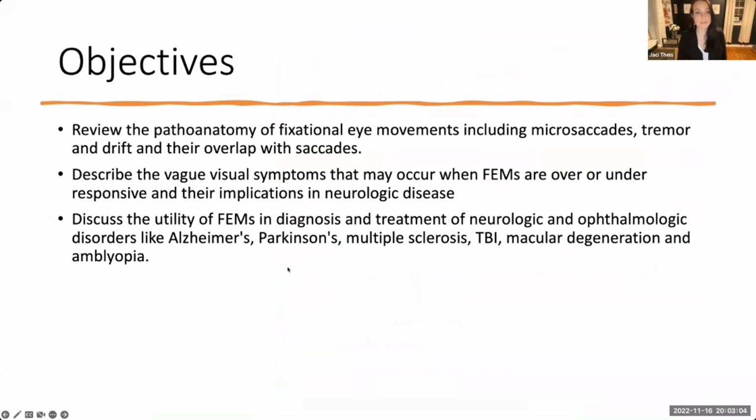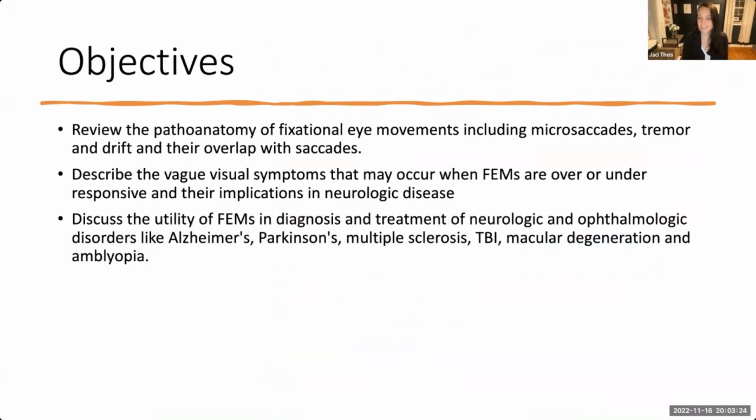Okay, so what we're gonna talk about today is we are going to review the pathoanatomy of fixational eye movements, including the different subtypes of them. So microsaccades, tremor, and drift, and how they overlap with the macrosaccades that we're used to seeing. And I call them macro because they're big enough for us to see. Microsaccades are so small we can't see them.